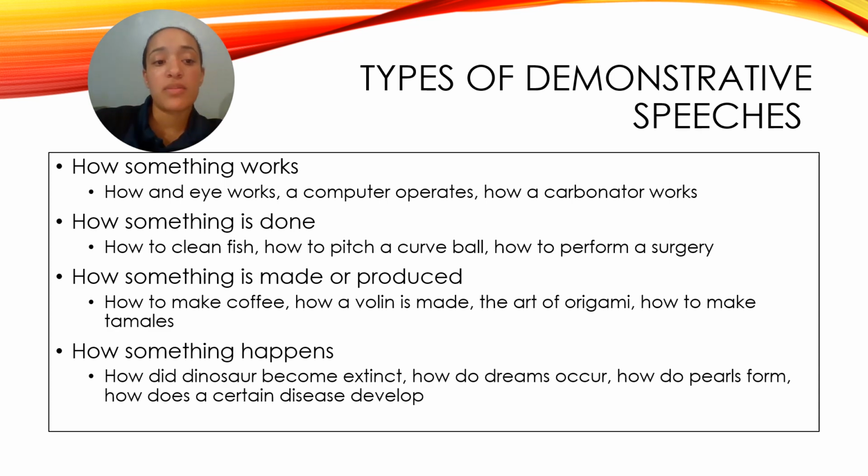Another one is how something happens. That's the last type of demonstrative speech. And so maybe how dinosaurs became extinct. How did that occur? How dreams occur? How do diseases develop? Maybe think of the cycle of maybe like the bird flu or something like that. How did that come to be?